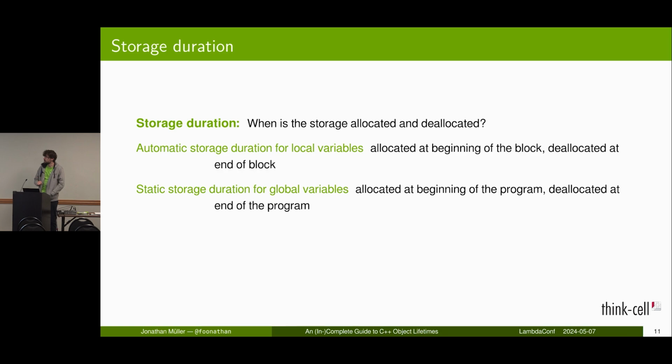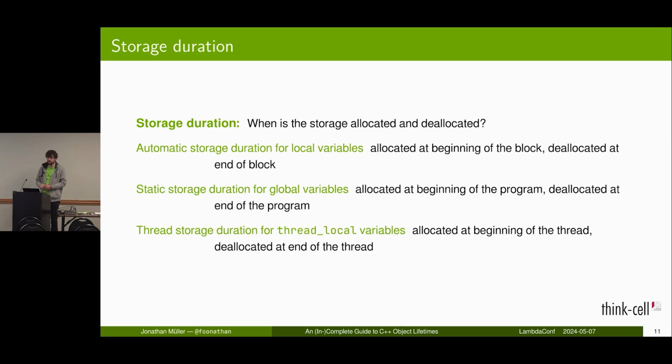Then we've got static storage duration. This is all global variables, or function local statics. Their storage is allocated at the beginning of the program and deallocated at the end. So throughout the entire lifetime of the program, the variable has storage. And finally, thread storage duration is like static, but instead of per program, it's per thread, and each thread has a distinct copy of the object.